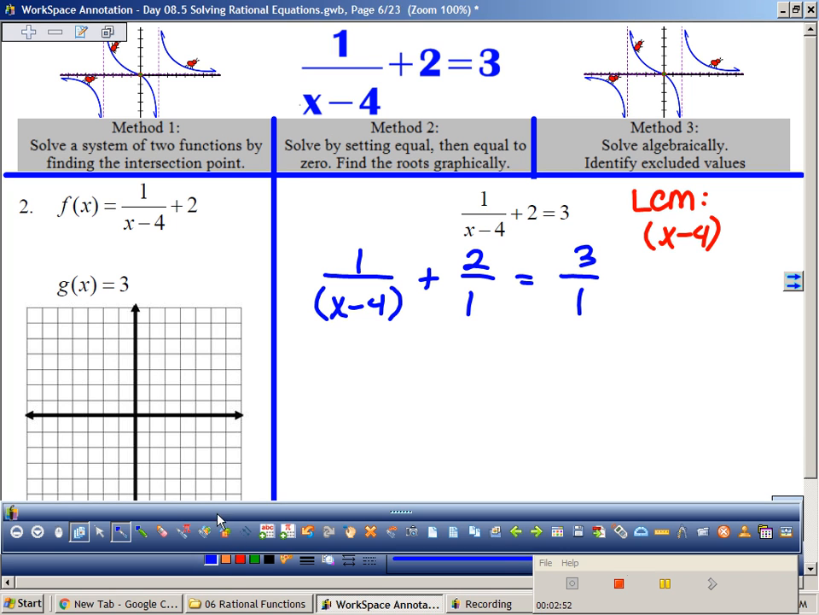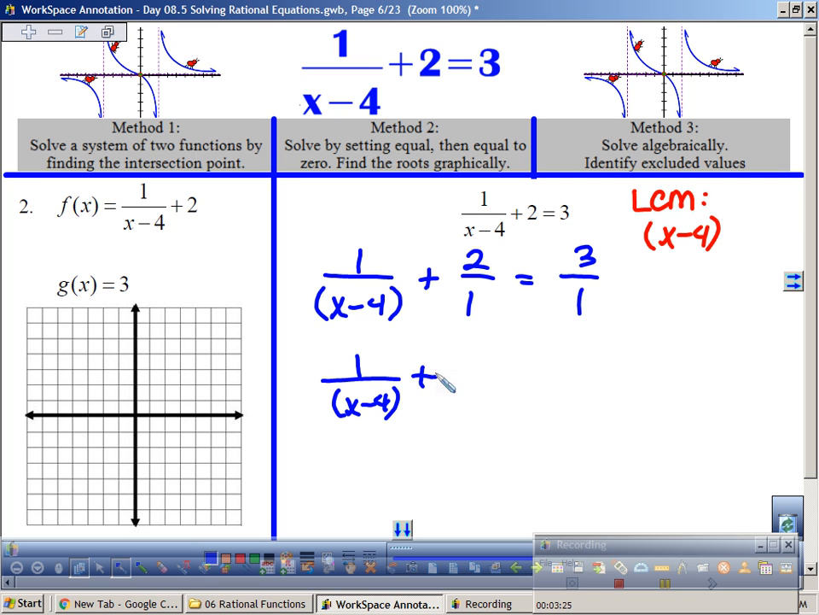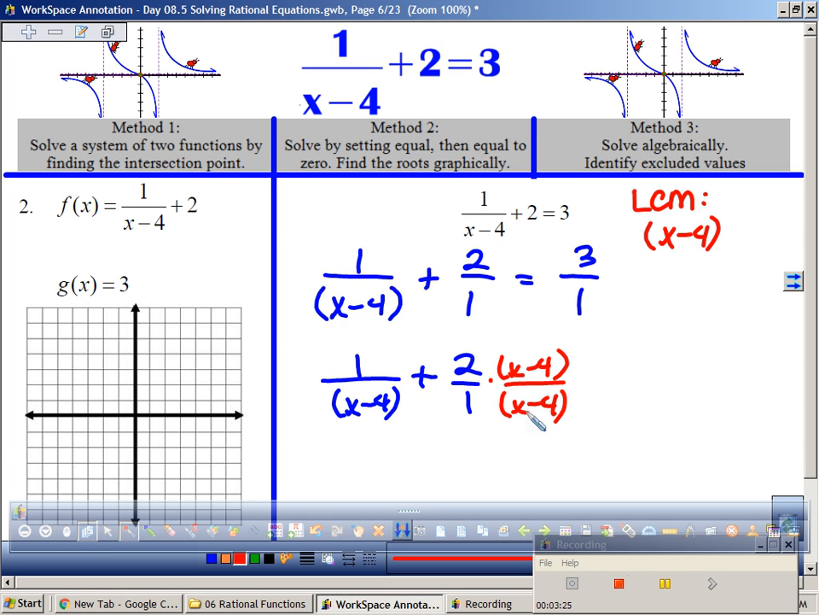I go back and I ask myself, what do I need to do to x minus 4 to get me x minus 4? Nothing. It's already there. So I have 1 over the quantity x minus 4. Then I ask myself, what do I need to do to 1 in order to have an x minus 4? And then I multiply it by x minus 4. And I'm not changing it because if I multiply by a numerator and a denominator the same, I'm actually just multiplying it by 1. Equals 3 over 1. What does that 1 need? An x minus 4. Now I know this is review from yesterday, but I think some of you need to see it again. Because then it'll be simple. You'll say, gosh, that was a lot easier than I thought it was.